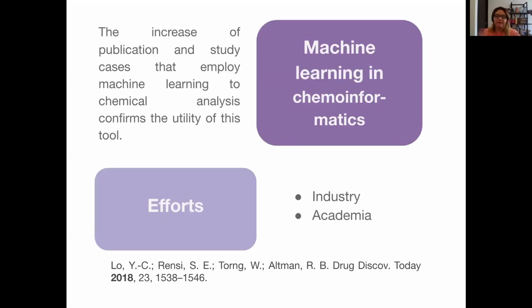And now I think that we have talked a little bit about machine learning, so now it's time to make the switch and think about how we can implement this in chemoinformatics and drug discovery. In recent years, we have seen an increase of publications and case studies that employ machine learning and, recently, deep learning for chemical analysis. And I guess this is a way to say that this is a very useful tool.